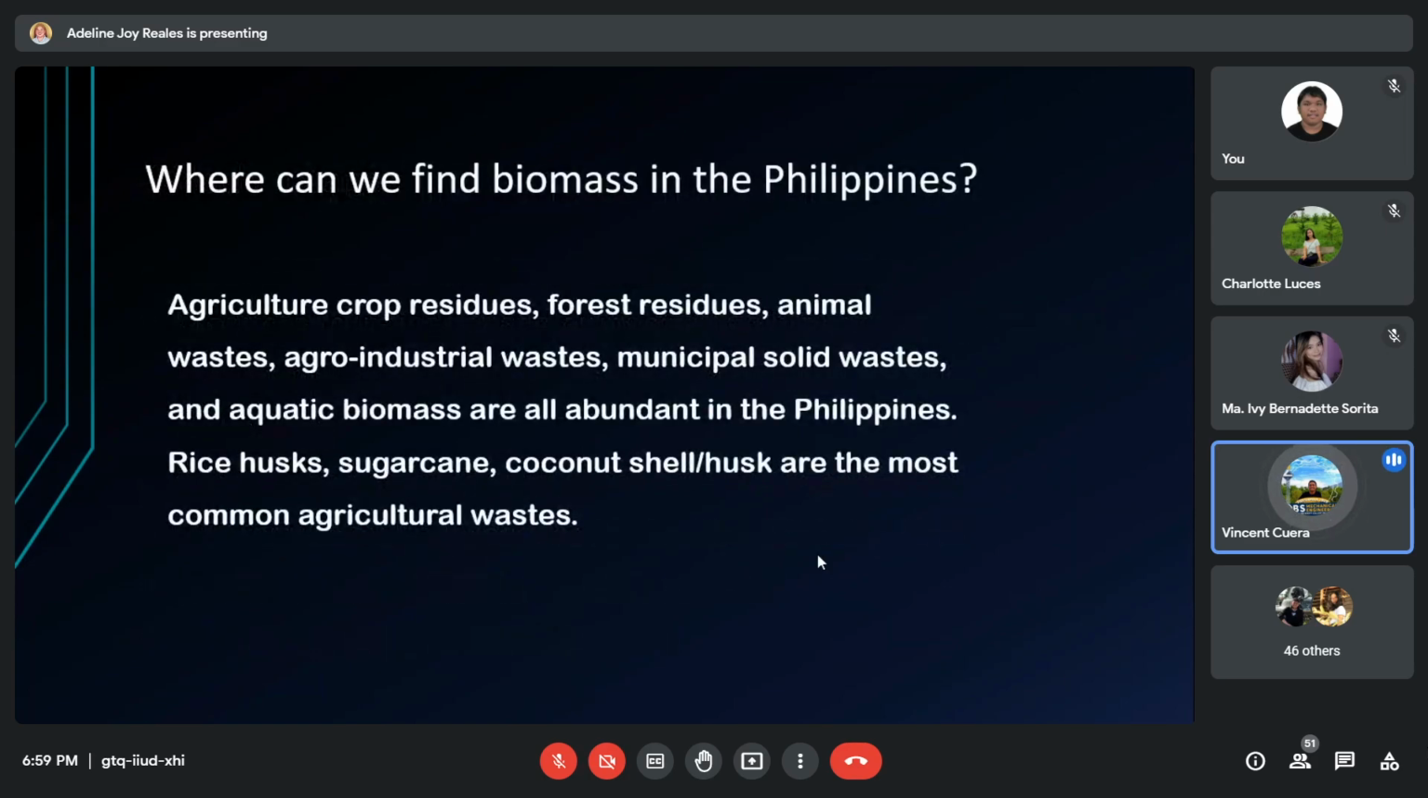So where can we find biomass in the Philippines? So agriculture crop residues, forest residues, animal waste, agro-industrial waste, municipal solid waste, and aquatic biomass are abundant in the Philippines. Rice husk, sugarcane, coconut shell or husk are the most common agricultural waste.